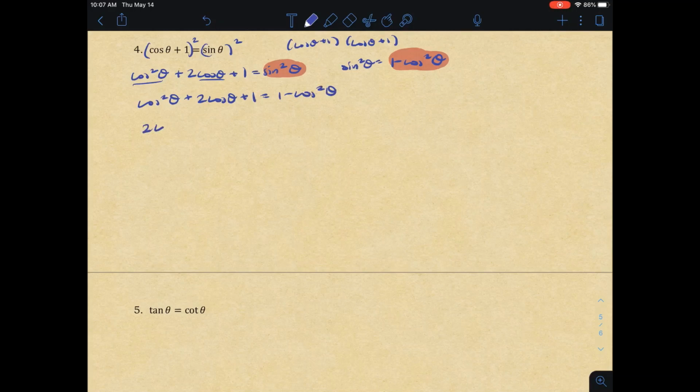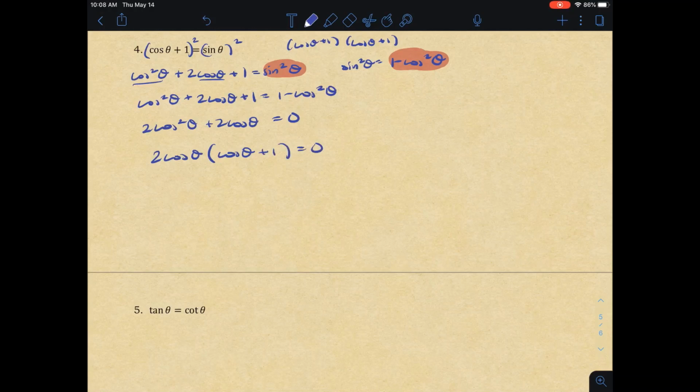Move everything to one side. And you'll get something like this. Now from here, you want to always try to factor, right? In this case, we do have a GCF, the GCF being 2 cosine theta. So I'm going to factor out the 2 cosine theta. And if I do, I'll be left with cosine of theta plus 1.